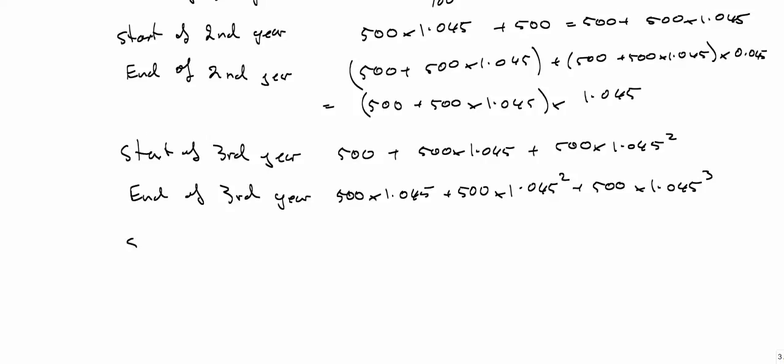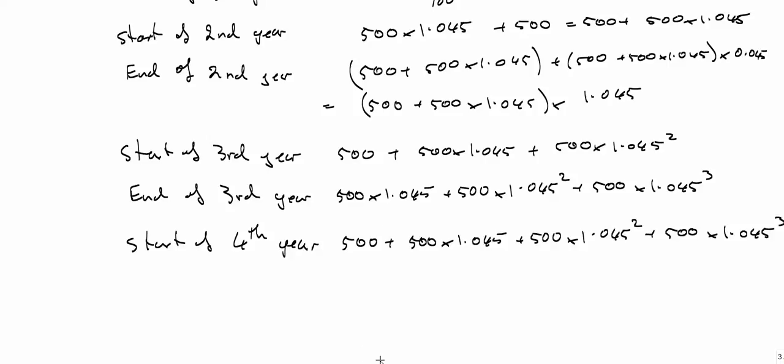Now we go to the start of the fourth year, and we're going to add another 500. So another 500 at the beginning, plus all the rest of the terms that we already have. So maybe we can see a pattern now. 500 plus 500 times 1.045 plus 500 times 1.045 squared, etc. And that is at the start of the fourth year.